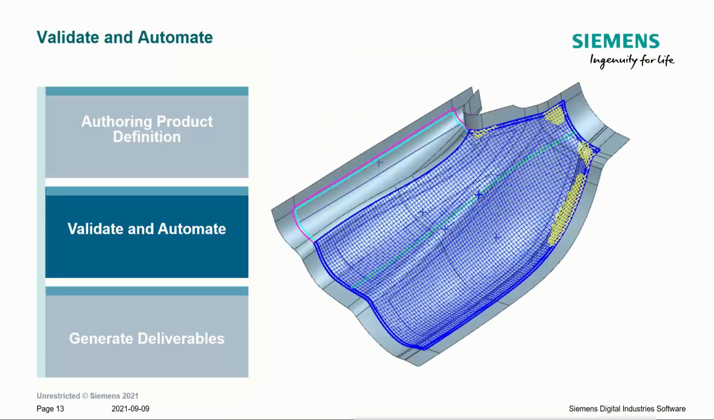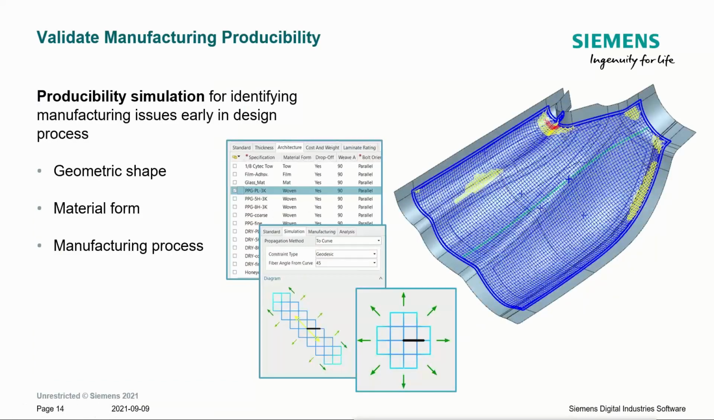The next thing we're going to do is look at how we validate the design we created. Here you can see one ply that's already been spliced, and you can see that it's manufacturable. What happens when we go to run the simulation, as Leigh mentioned, Fibersim will look at the geometric shape.